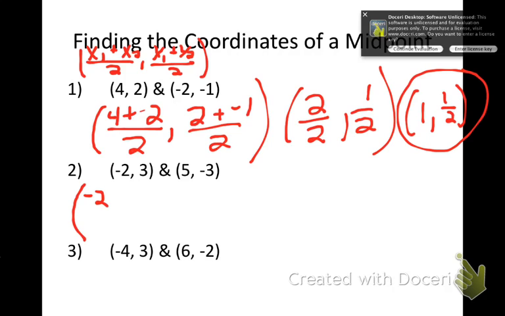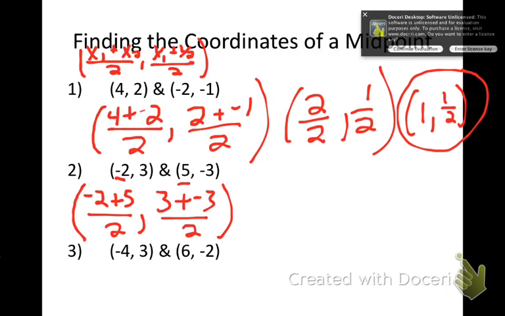I want x values. So I have -2, which is my other x value. Look at the other ordered pair. 5. Okay, it's the first value in the ordered pair. So -2 plus 5 all over 2. And then my second one, what are my y values, Gabe? 3, -3. So 3 plus -3. And again, all over 2. Now I simplify. -2 plus 5 gets me what? Hannah, what's -2 plus 5?